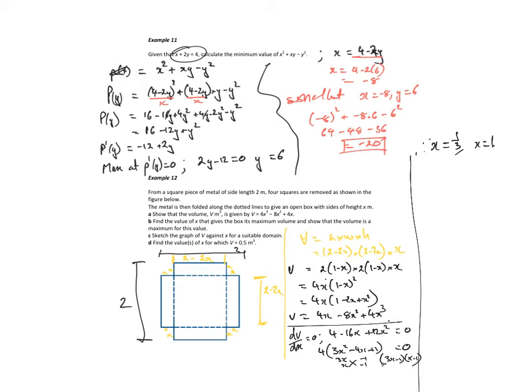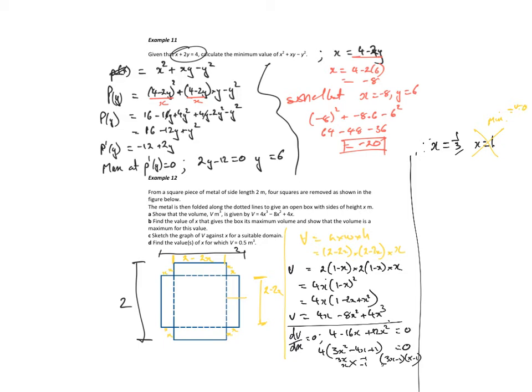Now, which of those values, if we think about the dimensions of my box, which is only 2 meters wide? I can't decide to make the little inset that I cut out 1 meter long, because then I'll end up cutting out, I'll have no paper left. So x equal to 1/3 is going to give me a maximum. As it turns out, x equal to 1 will give me a minimum, which happens to be 0. Show that the volume is a maximum for this value.